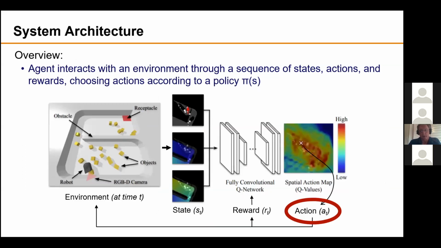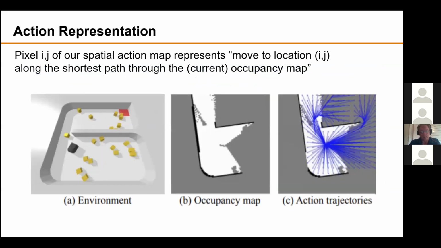And then it has to choose an action, and the action space that it chooses is, again, for every pixel in space, it predicts the Q value of performing an action that is follow the shortest path through the unoccupied space of your current estimate of the occupancy map. So that's our particular action that we're using. And again, on the right shows all these shortest paths.